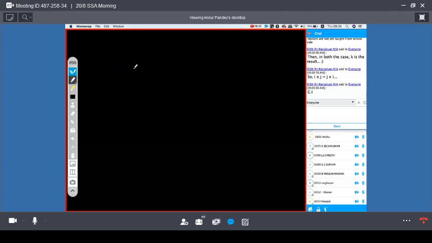So, simple question. If there is a vector A which is 2i minus j plus k, and there is a vector B which is i minus 2j plus k, can you please tell me a vector V which is perpendicular to both A and B? Can you please tell me that quickly?